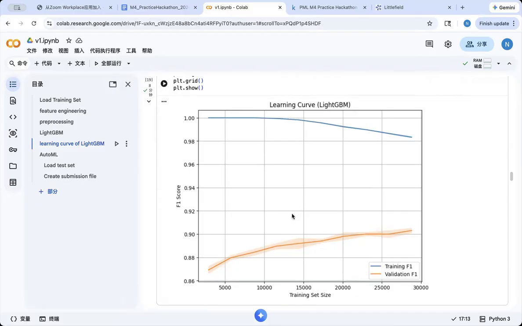To improve performance, I can tune the probability threshold to directly optimize F1. And I could also increase L1 regularization to reduce overfitting and potentially add more training data to enhance generalization.